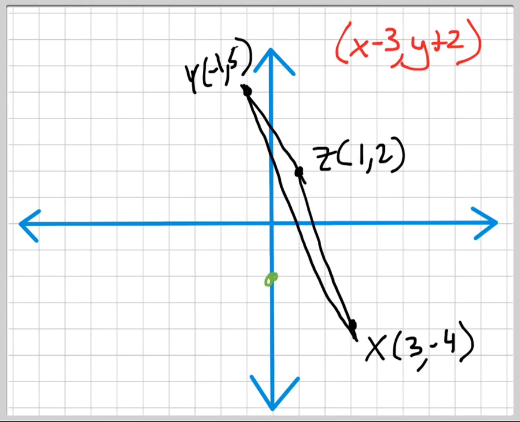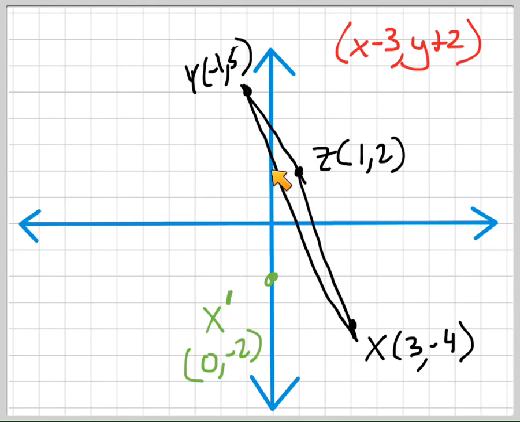3 to the left, up 2. So this is now x prime. And the coordinates of that are going to be 0, negative 2. I went 3 to the left, so I subtracted 3. I went 2 up, so I added 2. Okay? That is now x prime. You need to put the apostrophe on it to denote that's the image.